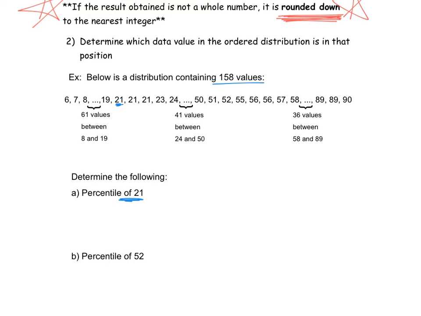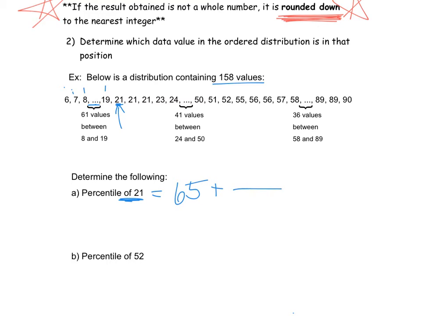So to find the percentile, we need to start by finding the number of data values that are less than x. So my x is 21. How many values are less than 21? Well, we have 61 values here, plus we also have the 19, the 8, the 7, and the 6. So that's 61 plus 1, 2, 3, 4. So that means we have 65 data values that are less than 21.